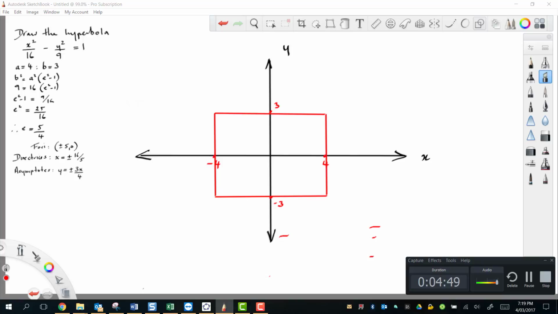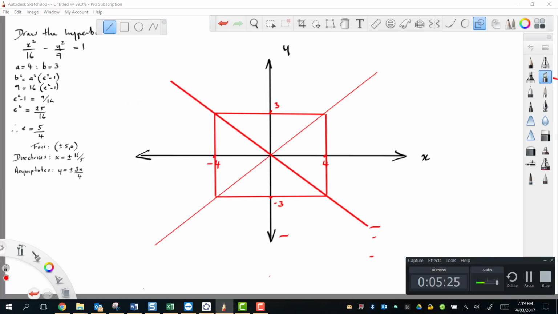Now, the asymptotes go through the diagonals here, 3/4 x and minus 3/4 x. So let's do those asymptotes. There we go. Now they're the asymptotes, so they're going to help guide our drawing.